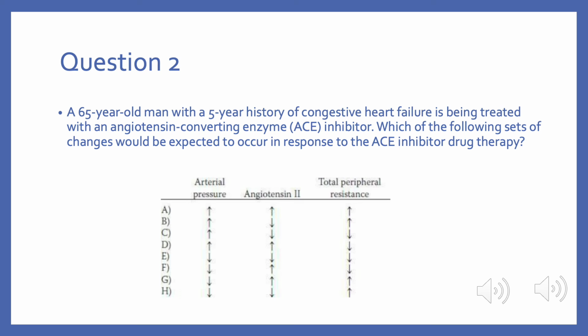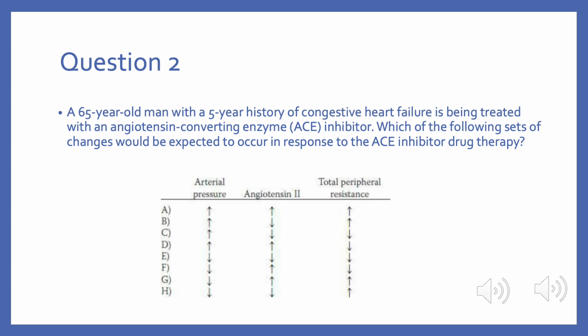A 65-year-old man with a 5-year history of congestive heart failure is being treated with an angiotensin-converting enzyme (ACE) inhibitor. Which of the following sets of changes would be expected to occur in response to the ACE inhibitor drug therapy? Now, as a second-year medical student, seeing a pharmacology question may at first feel stressful. You may ask, why are you giving me a pharmacology question when I haven't done this subject yet? Well, the answer is simple. You do not need to know anything about the drug itself to answer this question.